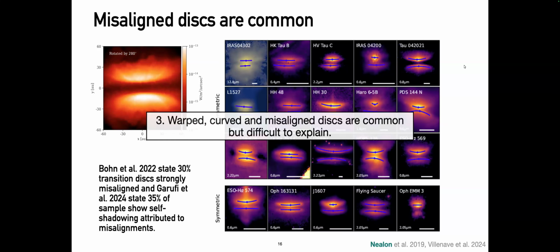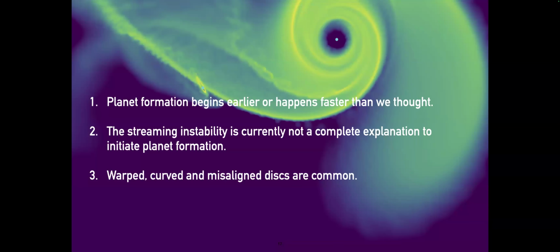So warped and misaligned disks, they're common. I would argue very strongly they are common, but they're really difficult for us to explain from a theoretical perspective. So these are the three thoughts that we had. Planet formation begins earlier or happens faster than we thought. Streaming instability is currently not a complete explanation, and warped and curved and misaligned disks are common. The research question that we have is, are these statements related?